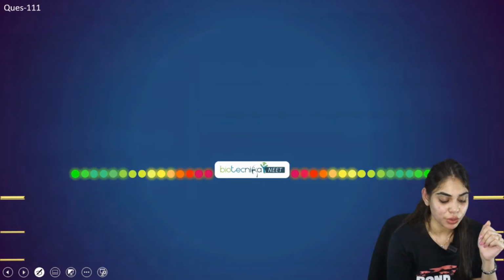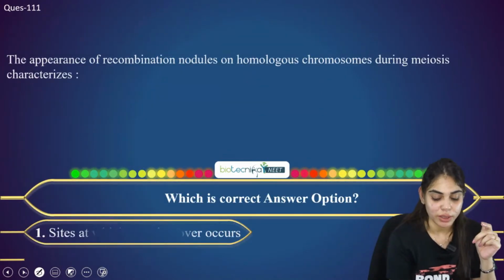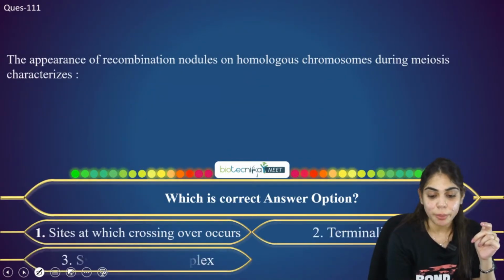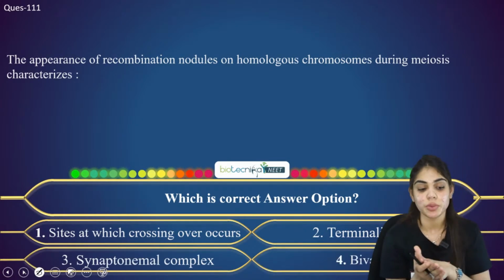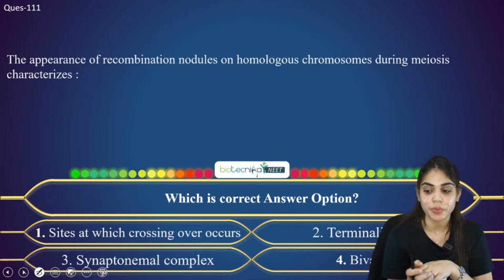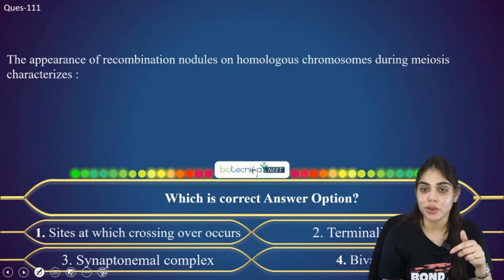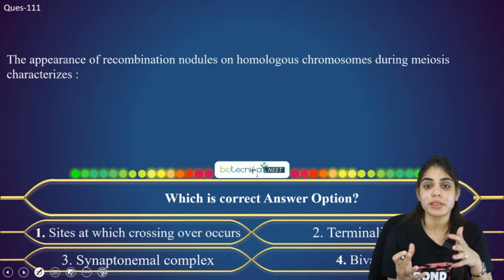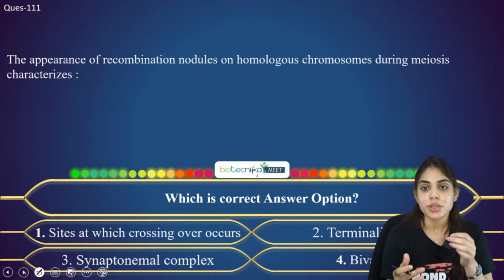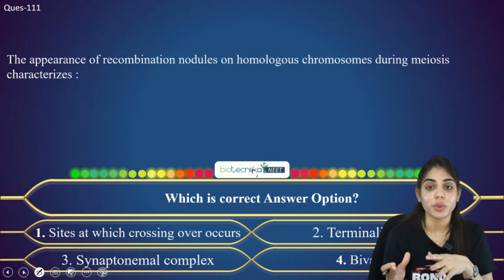Now let's move to the 111th question. The appearance of recombination nodules on homologous chromosomes during meiosis characterizes... Now we all know that in cell division there are two phases, mitosis and meiosis. Meiosis takes place in germ cells or sex cells, that is sperm and egg. What happens is that the diploid will be converted to haploid.